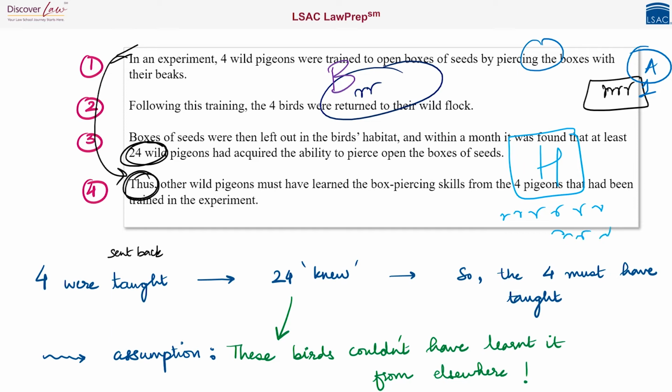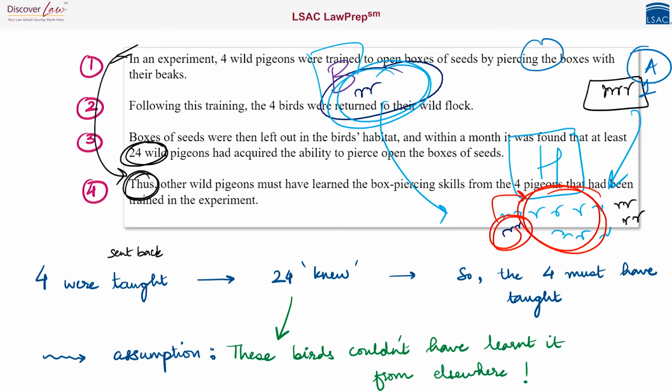Now maybe these were sent back to go here, so you have these birds in here, and then these birds were also taught something like this in this experiment and they were also sent back, so you had these birds here as well. Now it's possible that maybe these birds taught these guys the skill and maybe these birds did not teach them. It's possible, or maybe these birds already knew it, they were born with that skill. So the assumption here is that these birds could not have learnt it from elsewhere.